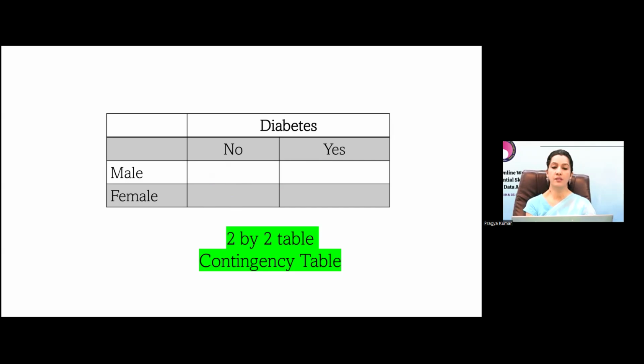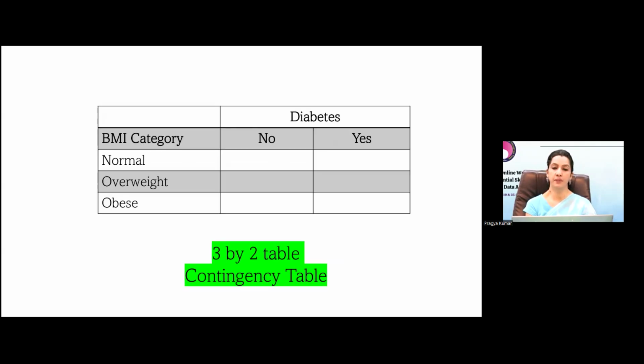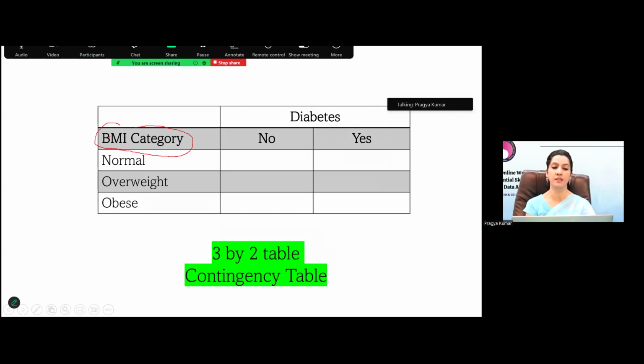Now this is a 3 by 2 contingency table, and one variable is the BMI category. The BMI category has 3 levels: normal, overweight, and obese. And diabetes has no and yes. This is a 3 by 2 contingency table. All of you please type in the chat box the total number of cells in a 3 by 2 table. 6. Very good.